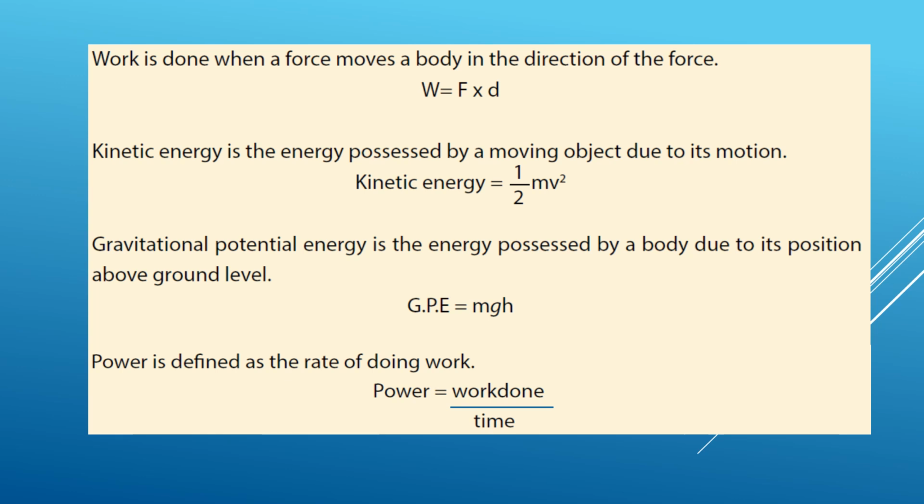So let us summarize. We have talked about work done, which is obtained by force multiplied by distance. We have talked about kinetic energy, which is given by half times mass times velocity squared. We have talked about the gravitational potential energy, which is obtained by mass times acceleration due to gravity times height, or weight times height. And we have also talked about power, which is the rate of doing work, or simply the work done per unit time.